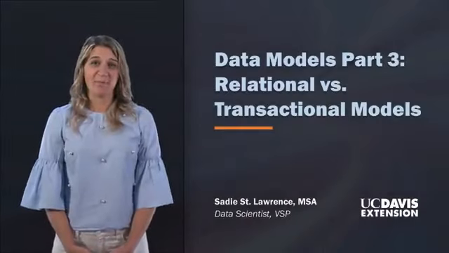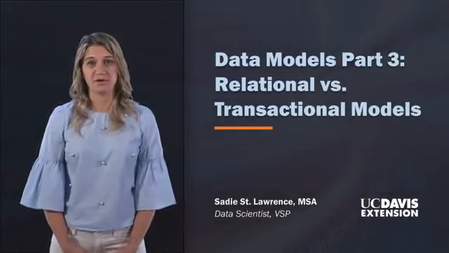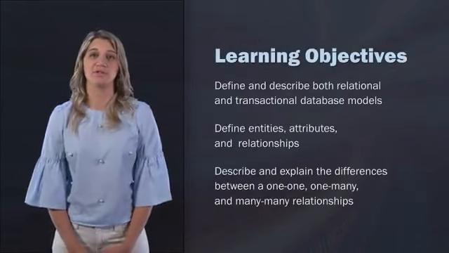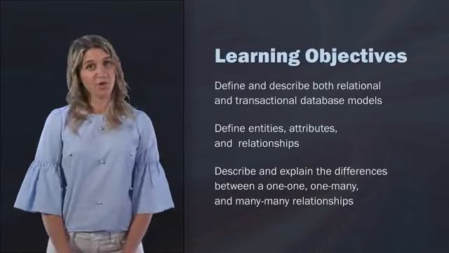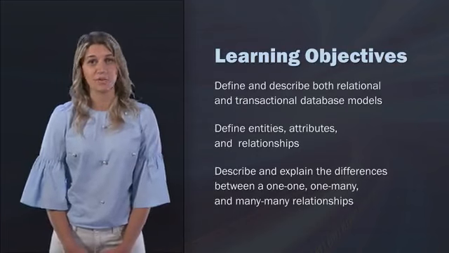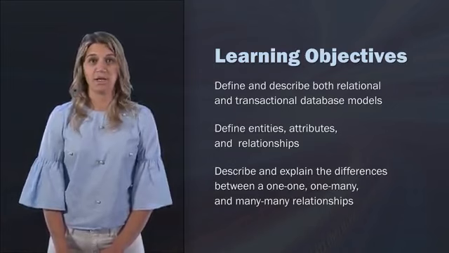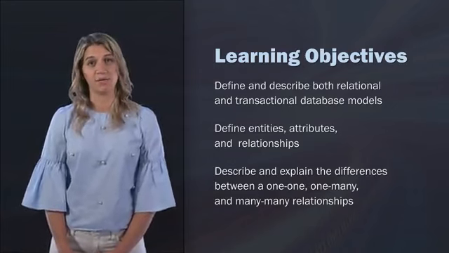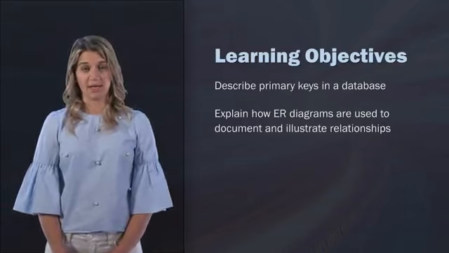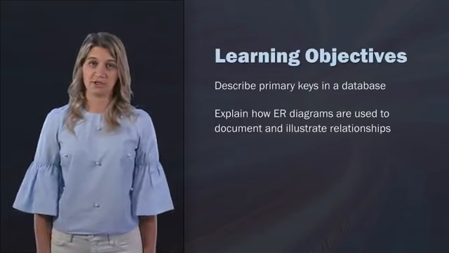Okay, now let's wrap up our discussion about data models by getting back to talking about the type of data models we'll be working with in this class. After this video, you should be able to define and describe both relational and transactional database models, define entities, attributes, and a relationship, describe and explain the differences between one-to-one, one-to-many, and many-to-many relationships, describe the use of a primary key in a database, and explain how an ER diagram is used to document and illustrate relationships.